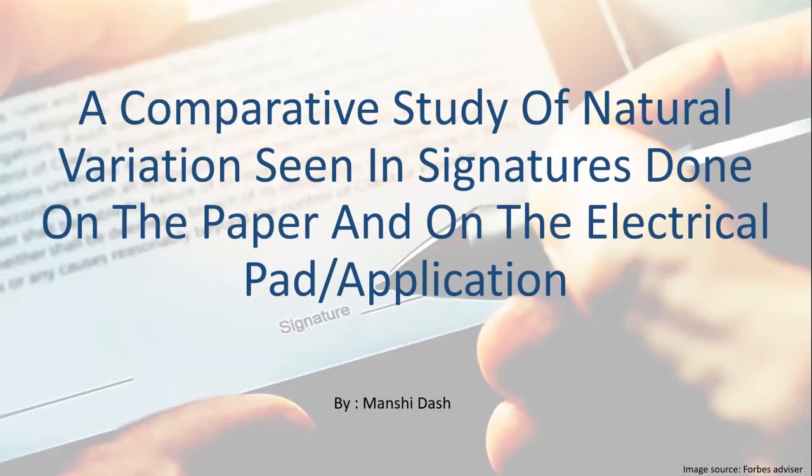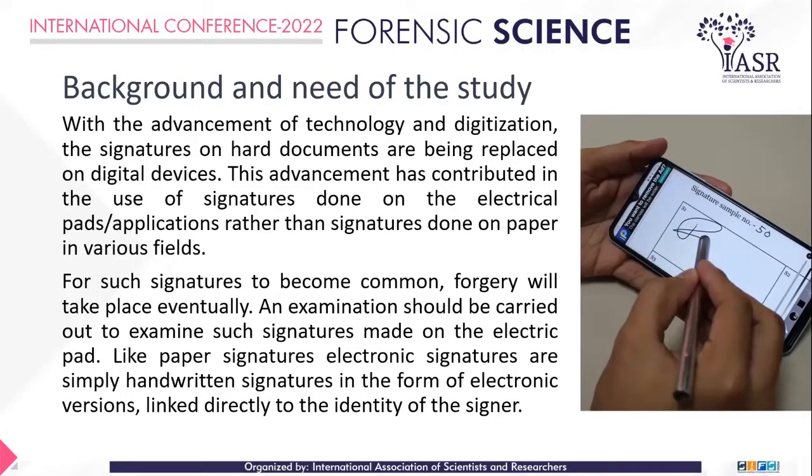As we know, technology is advancing and everything is becoming digital, and connectivity and data generation are becoming more advanced due to the rapid development of digitalization. This advancement has contributed to the use of signatures done on electrical pads or applications rather than signatures done on traditional paper and pen. As these signatures become very common, forgery will eventually take place.